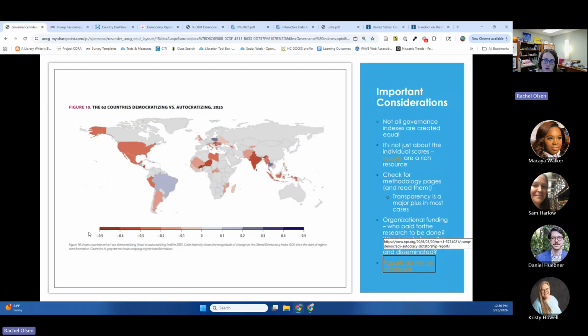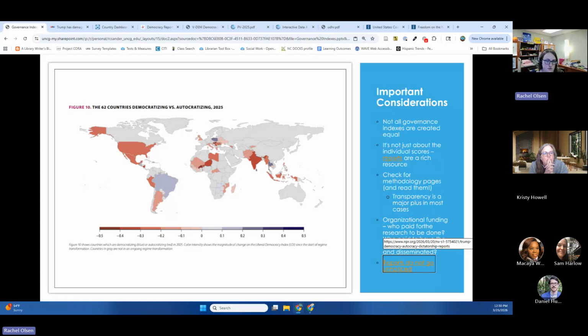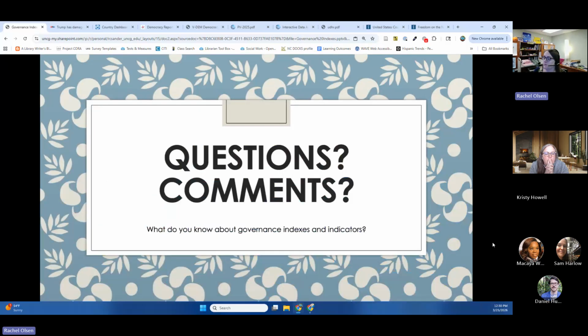It is where a lot of news organizations are going to, and some of the headlines are being pulled directly from these reports, basically. So they're not unimportant. It's important to understand them and know about them.